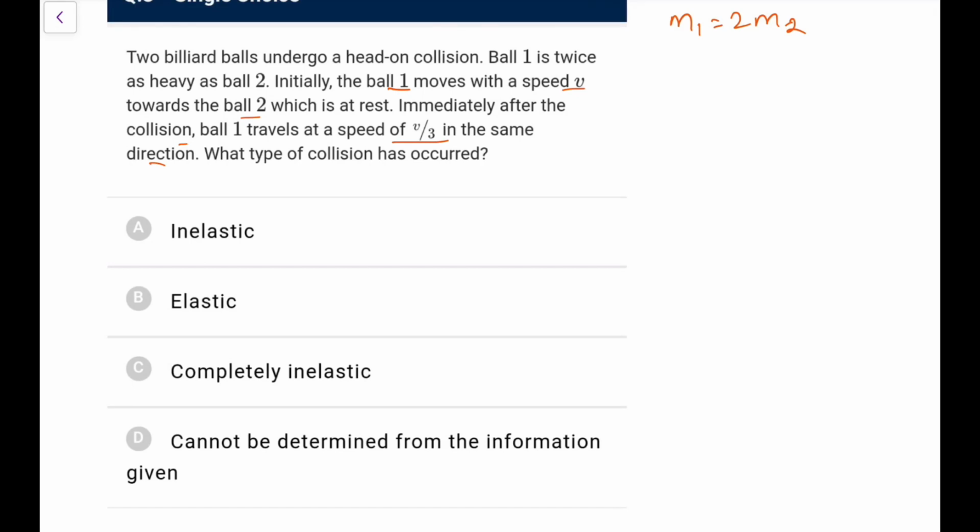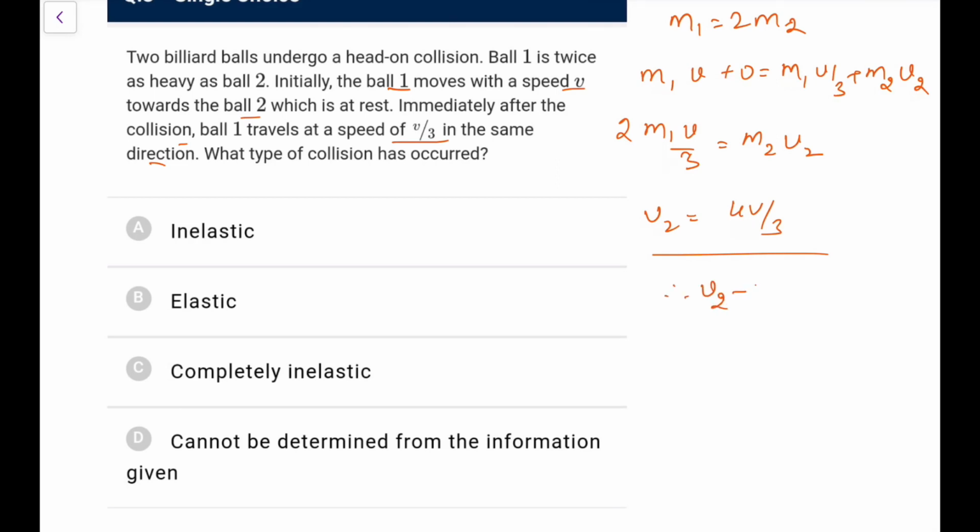Okay, so if its speed is v by 3, let me do it by momentum conservation. It would be m1 into v plus 0 is equal to m1 into v by 3 plus m2 into, let's say, v2. So 2 m1 v by 3 is equal to m2 v2. So v2 would be, because m1 is twice of m2, equal to 4 v by 3. Therefore I can make out v2 minus v1 is also equal to u, that is velocity of separation is velocity of approach. It means it's an elastic collision. Go for option B.